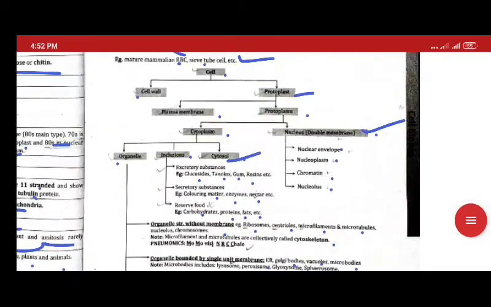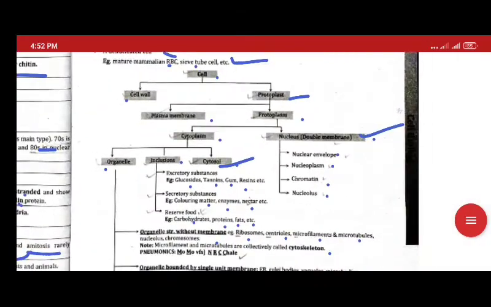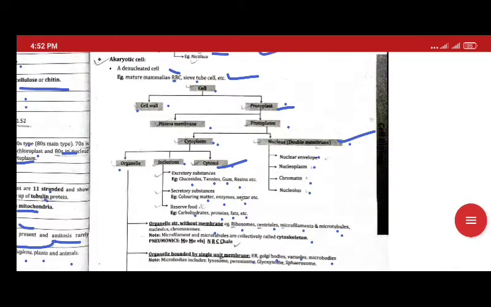Now we have completed the charts. So from this chart we will study first cell wall, protoplasm, cytoplasm, organelles without membrane, with membrane, single membrane, with double membrane. So this type. So let's begin another class.